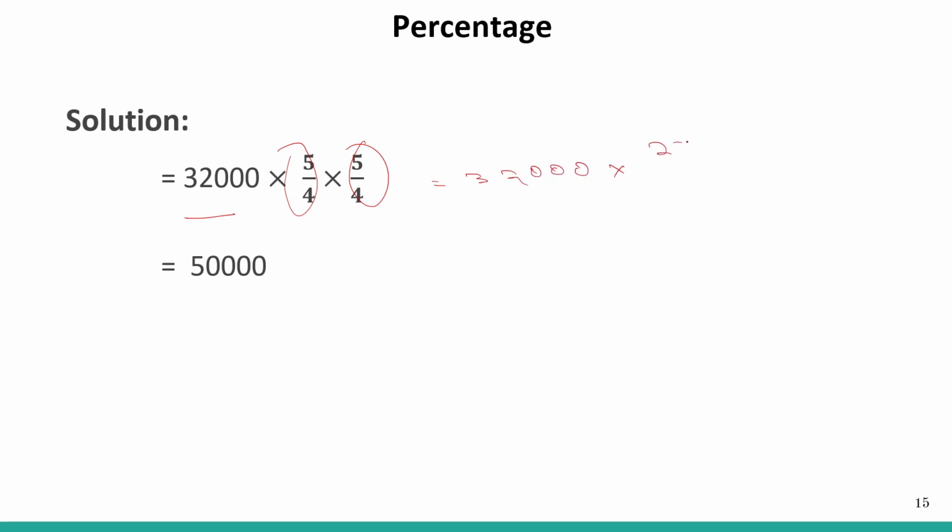32,000 into 25 by 16. So that is equal to 16, so this will be 2,000. So 2,000 into 25 is equal to 50,000. So 50,000 will be the answer.